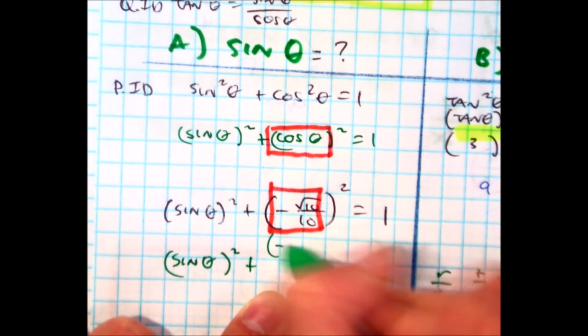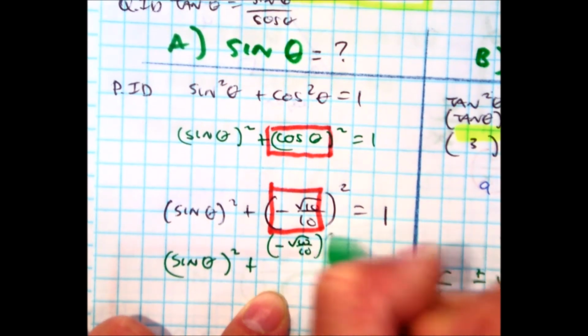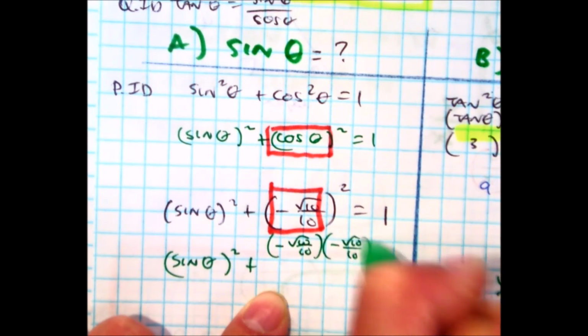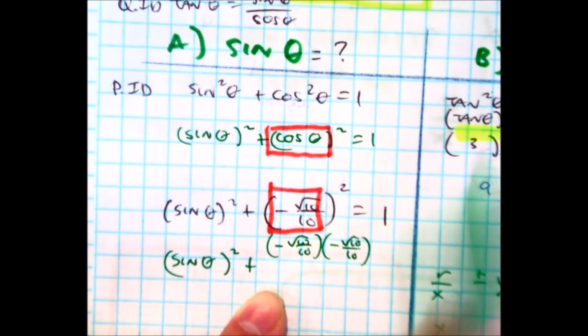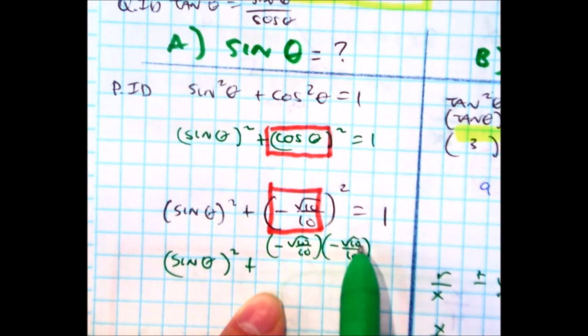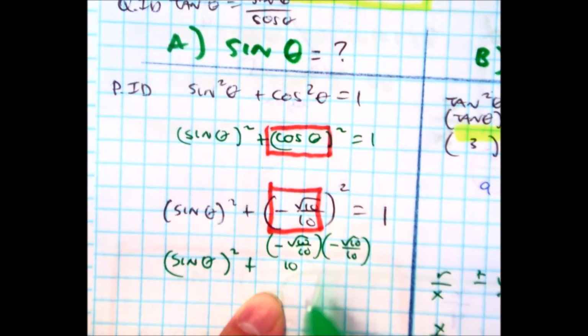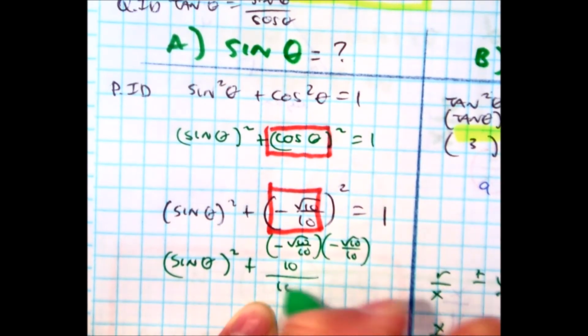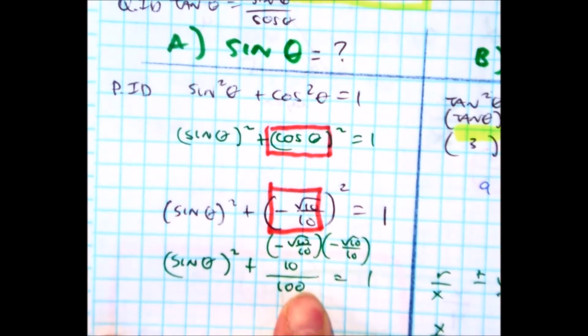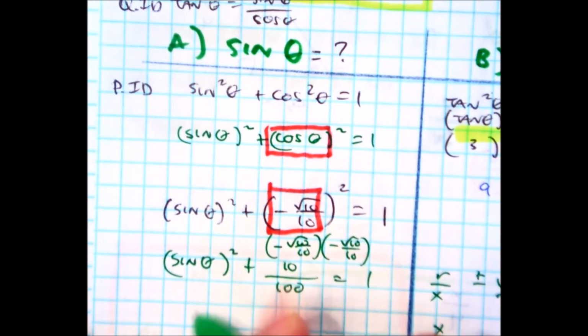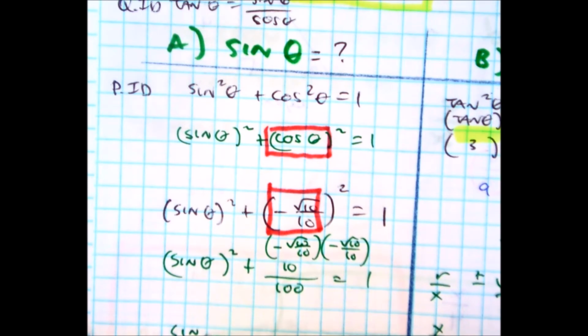Let's write it out. Maybe this might help you. You don't have to. Negative times negative is radical 10 times radical 10. Radical 100, which is 10. And then 10 times 10 is 100. And class, that reduces to what? 1 over 10, right?